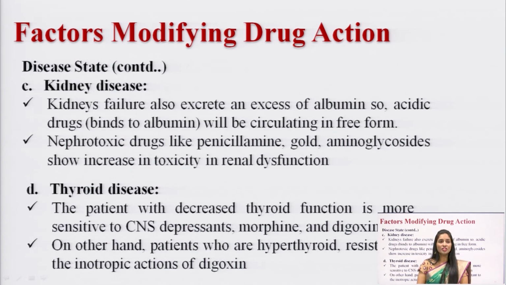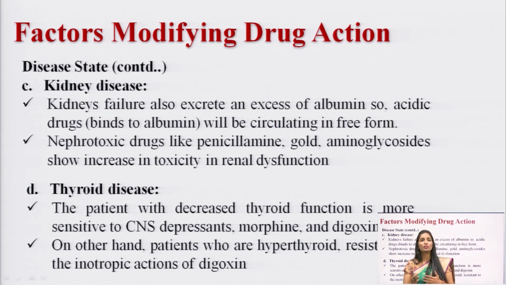And next one, kidney state. What is going to happen if a person has kidney failure? In such a condition the kidney will excrete the albumin. Albumin is particularly specific to the acidic drugs. So acidic drugs will go and bind to the albumin. Now the albumin will be excreted in a disorder condition like kidney failure. So the free form of acidic drugs will be seen inside the body, which can cause toxicity.